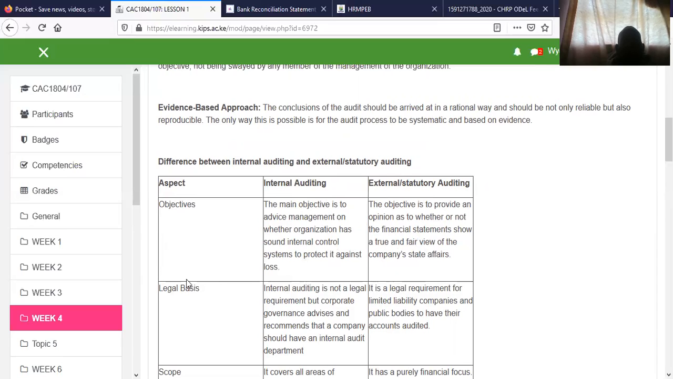In terms of legal basis, internal auditing is not a must. It is not a legal requirement that an organization should have an internal audit department. But when it comes to external audit, it is actually a legal requirement for companies and public bodies or parastatals to have their accounts audited and published. So in terms of legal basis, internal is not actually a must, but external for the companies is a must.